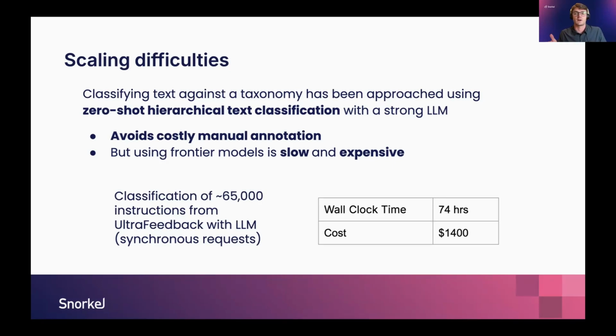But using frontier models is also slow and expensive. For example, classifying roughly 65,000 instructions from the UltraFeedback data set with a large language model via zero-shot chain of thought prompting, using synchronous requests, which are required for hierarchical text classification since there's a dependency on the classifications using the structure of this taxonomy. This can take days and cost over $1,000.